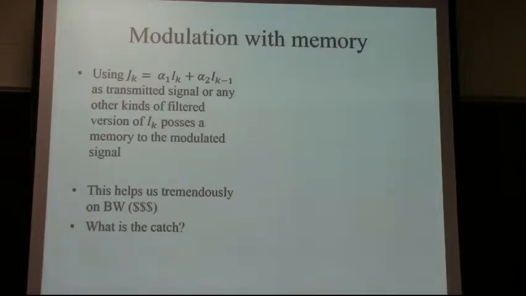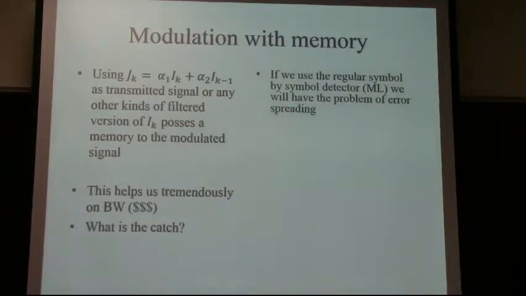But that's good. It helps us, but what is the catch? We remember when we impose a memory on the transmitted signal, the problem is that the traditional maximum likelihood receiver is not an optimal receiver. We cannot decide on the received symbol by just the received sample. Let's see what's happening if we use the maximum likelihood receiver for such a system.